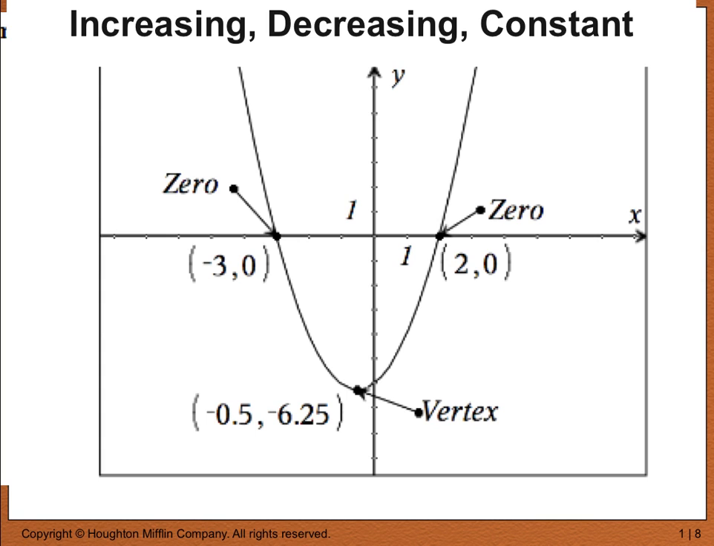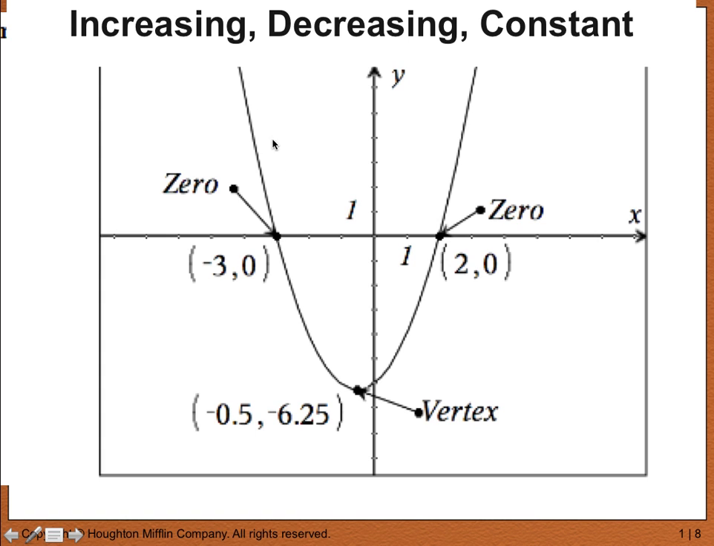Now, the last thing we'll talk about today is the terms increasing, decreasing, and constant. And these terms simply describe how functions behave. All right, so increasing means the value of f of x is going up. Decreasing means the value of f of x is going down. And constant means the value of f of x is staying the same.